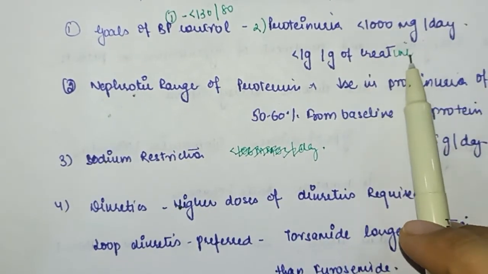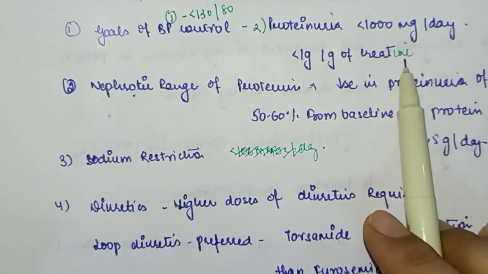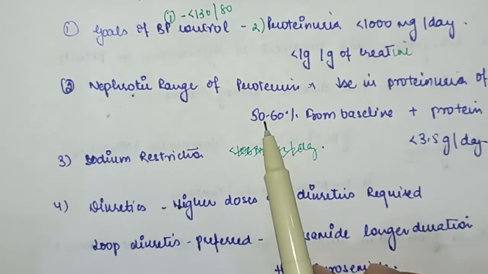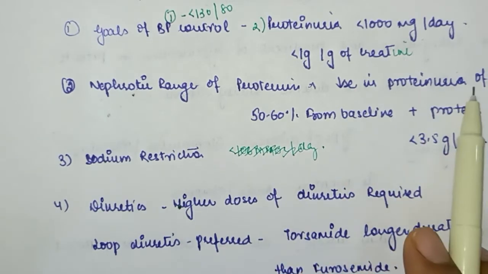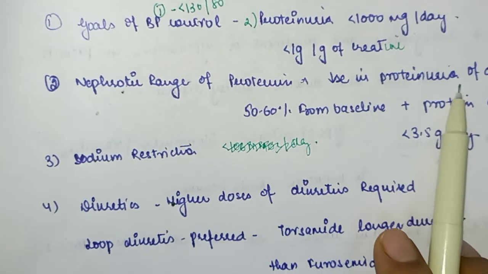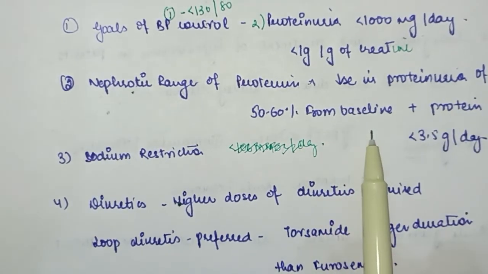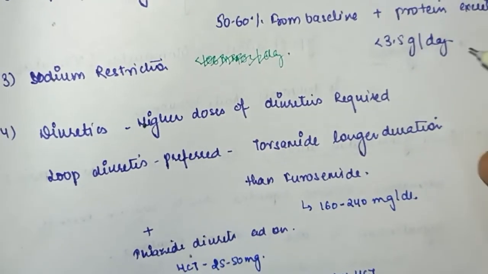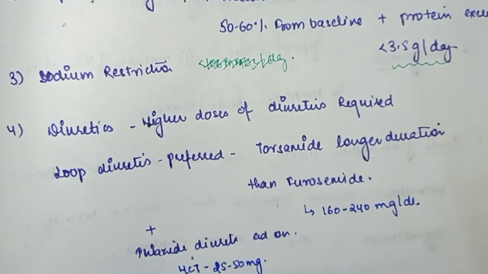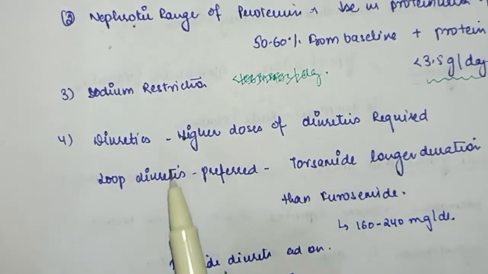So overall we have to decrease the protein to less than 1 gram, but if the patient already has nephrotic range of proteinuria, that is more than 3.5 gram per day, then we have to try to decrease the proteinuria by 50 to 60% from baseline, or total protein excretion should be less than 3.5 gram per day.